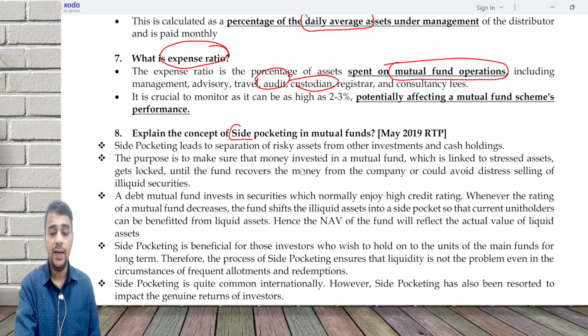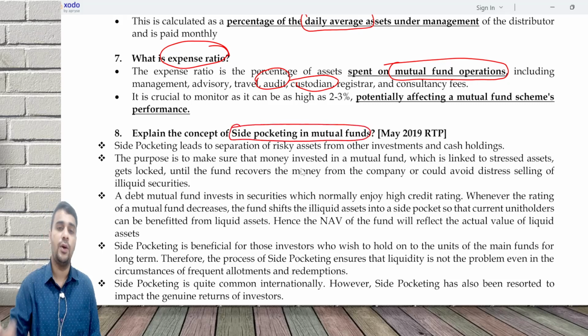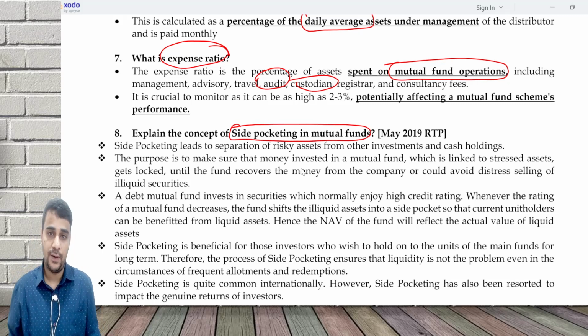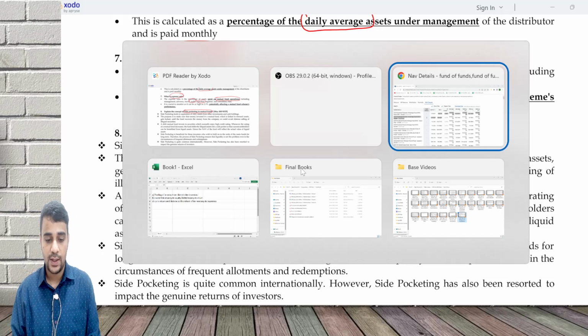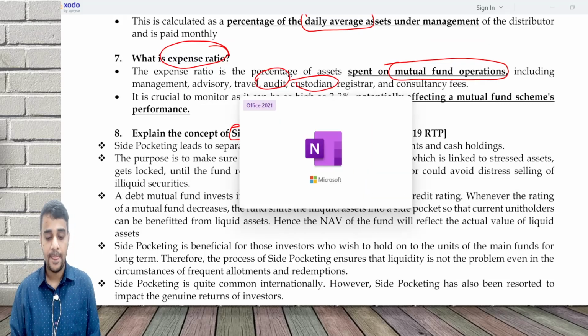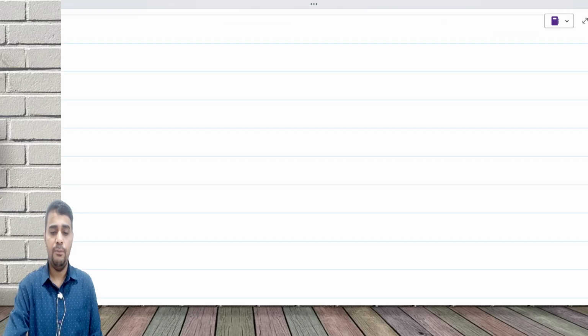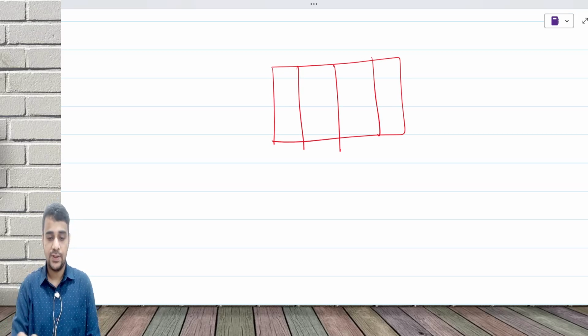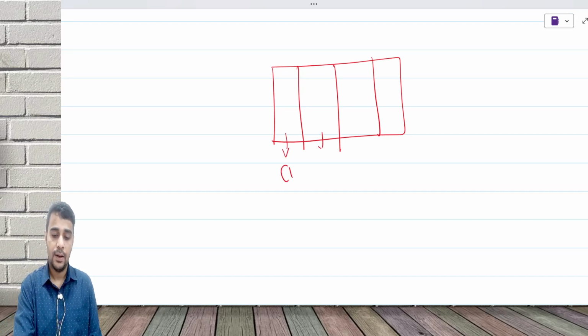Concept of side pocketing in mutual fund. This is a very good concept. This is applicable only, or mostly, in case of debt mutual fund. Now let's understand what is side pocketing. Let's understand this with a simple example. A debt mutual fund has invested in 4 companies. It has invested in company 1, company 2, company 3, company 4.